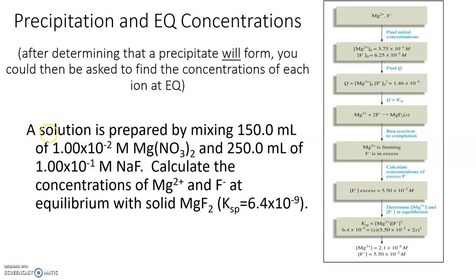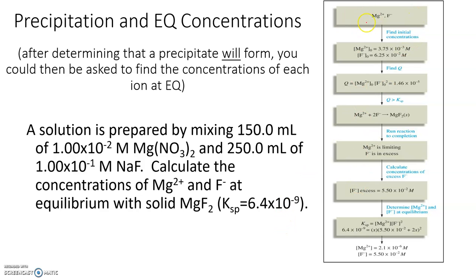So again, I give you the two initial solutions that you're starting with. So you're looking at a magnesium nitrate solution and a sodium fluoride solution. And the question is to calculate the concentrations of the magnesium and the fluoride ions at equilibrium with solid magnesium fluoride. And I've given you the Ksp value of MgF2.